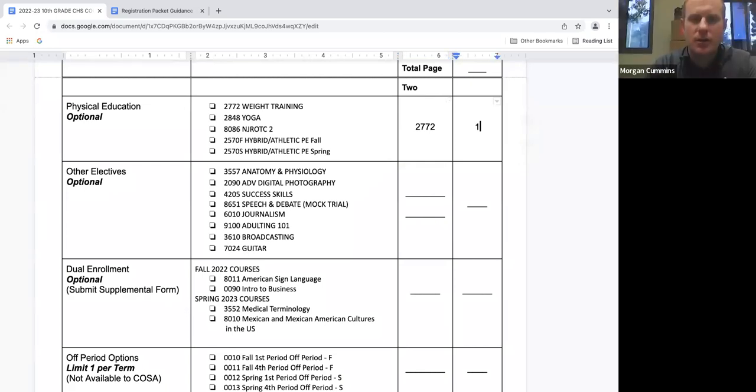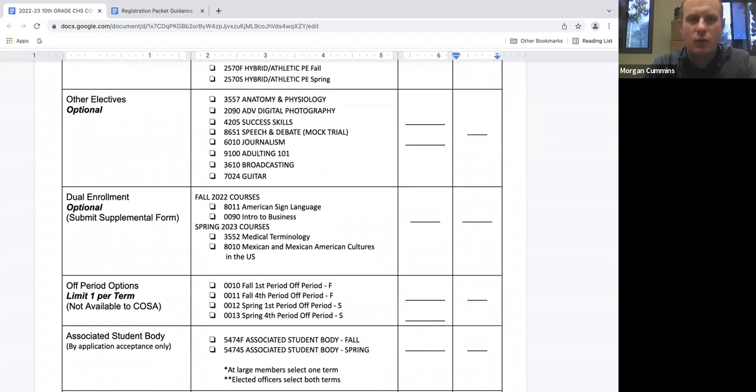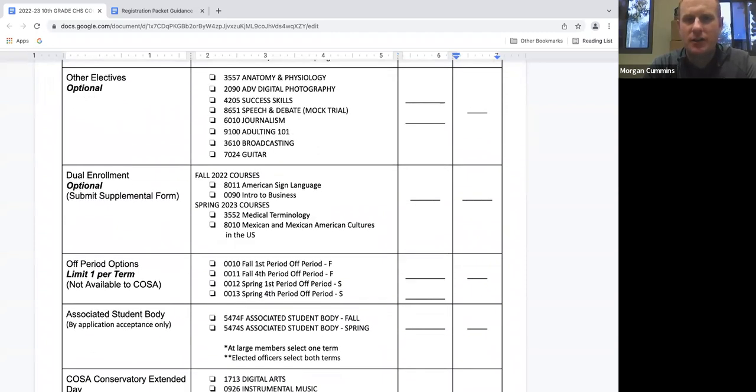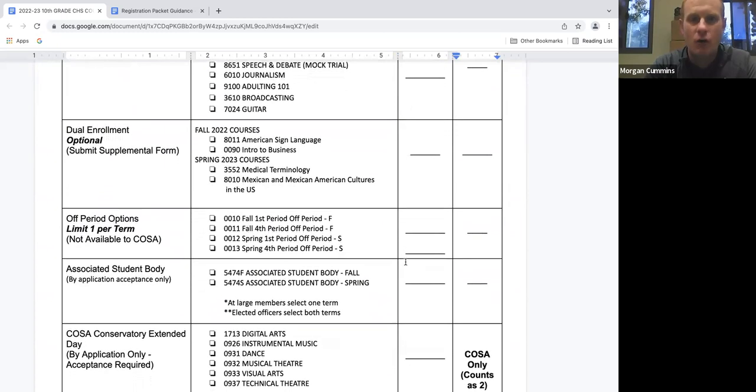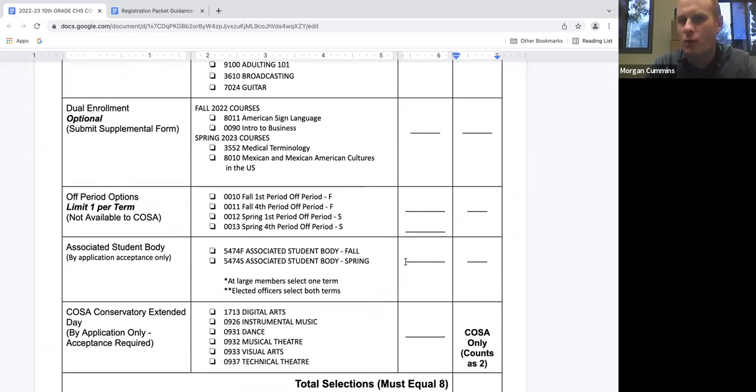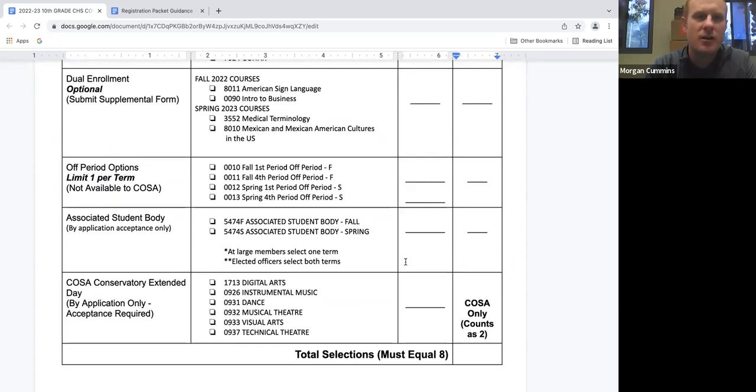Awesome. So now you have one more spot to fill up, which we can take other elective classes. Classes in the other electives category do not fulfill the A through G requirement for UC, but they still look good on a transcript. And if you're passionate or interested in finding out more about these subjects, they're a great class to take to learn more about guitar or broadcasting or journalism or one of those types of classes if you're interested.